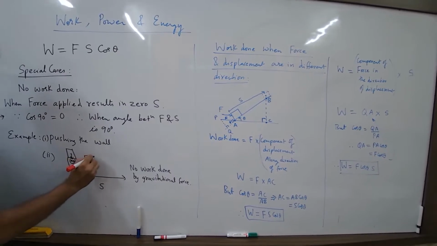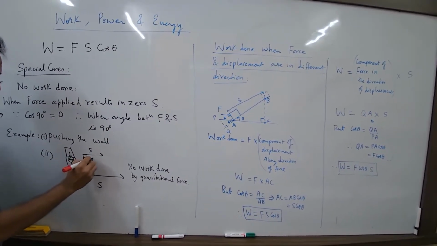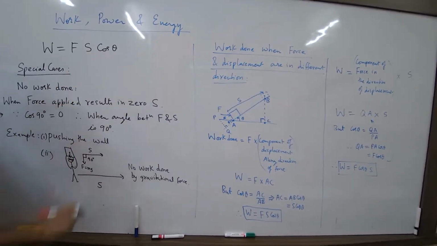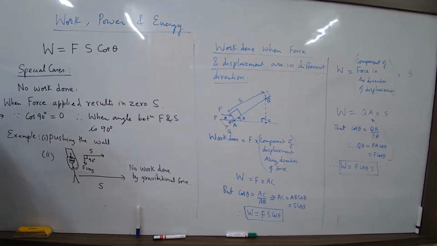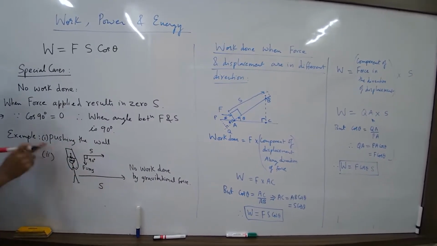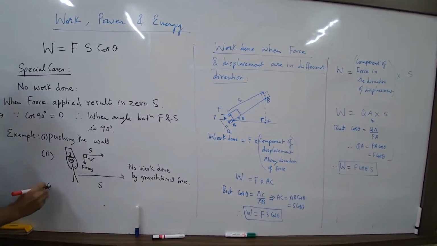And where is the displacement in this? What is the angle? 90. The angle between F and S, whenever it is 90, cos 90 is 0. And which force? Gravitational force. No work is done by gravitational force in this situation, when a person is carrying a load. Any other example of 90 degrees?